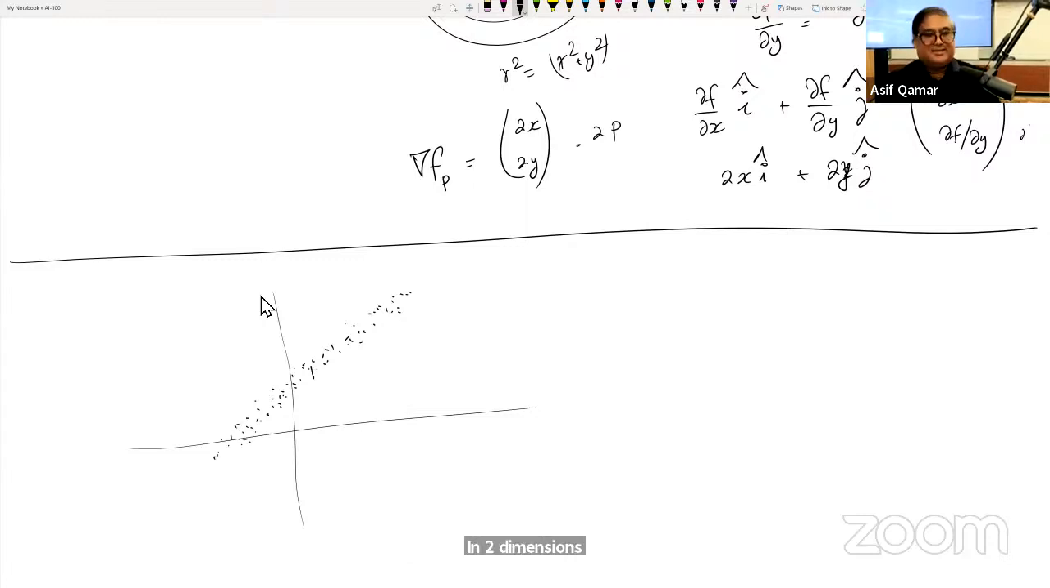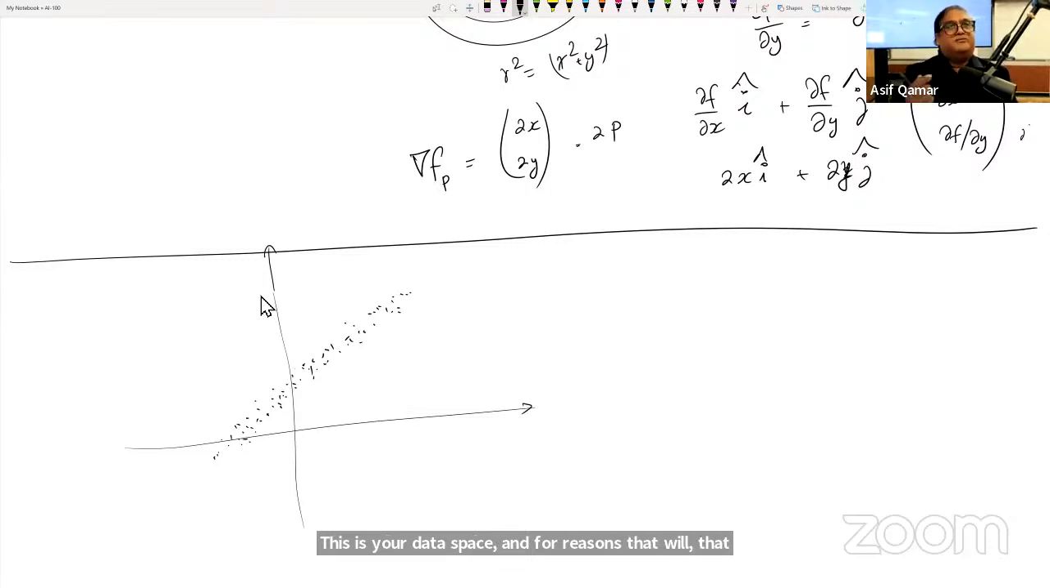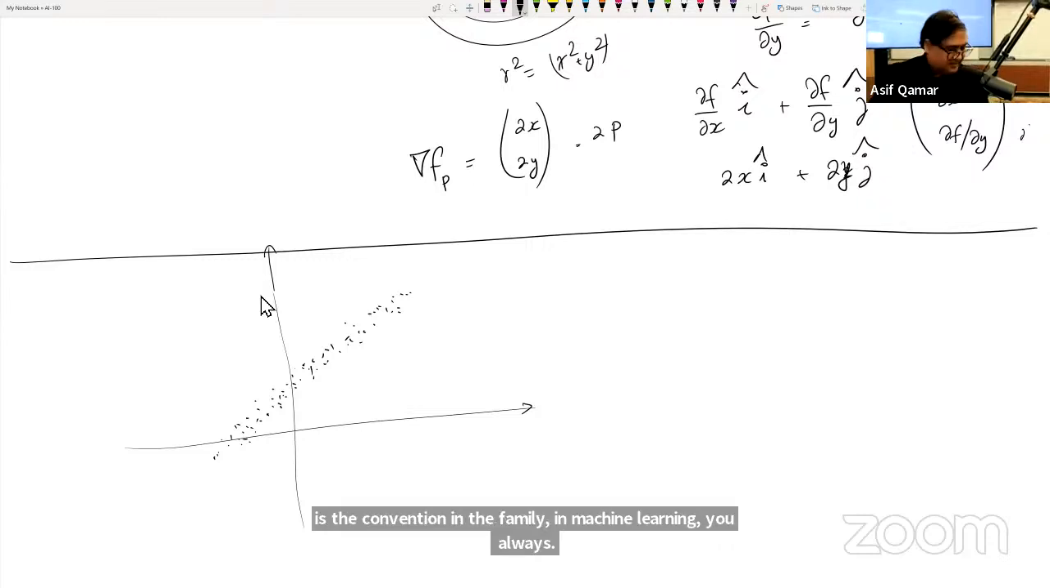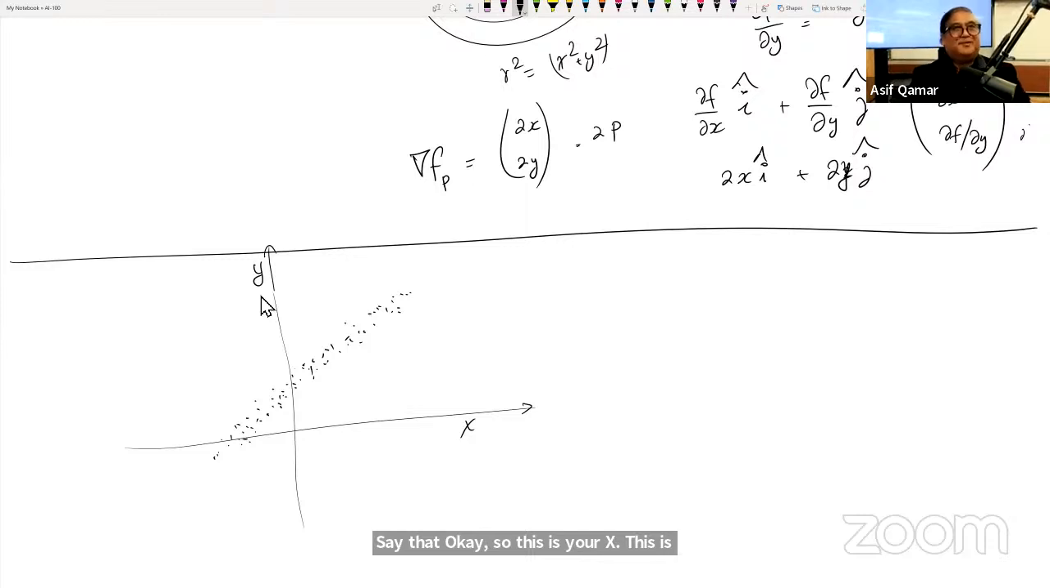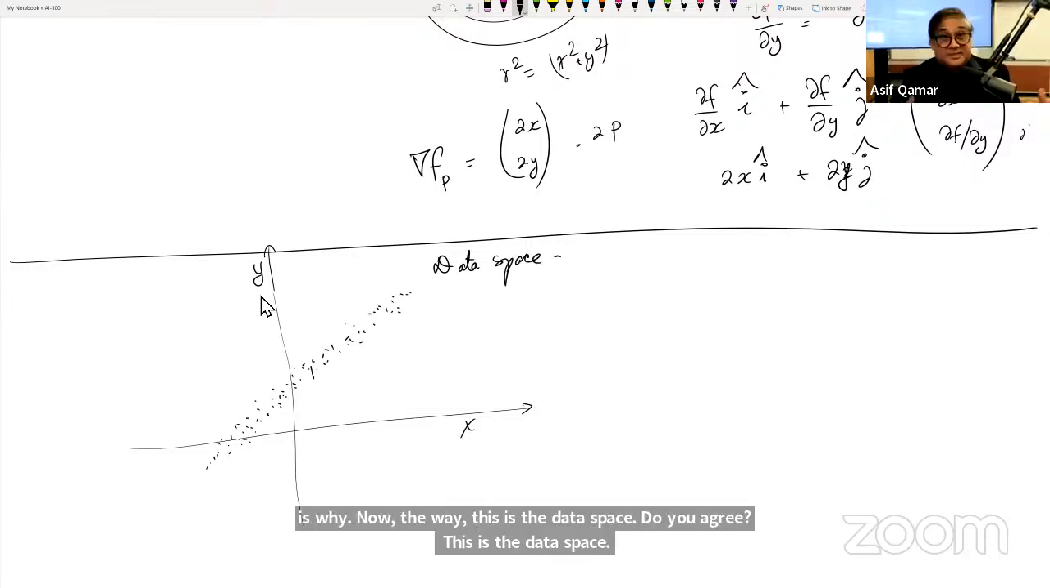This is your data space. And for reasons that are convention in the field, in machine learning, you always say that this is your X, this is your Y. Are we together? Input is X, output is Y. Response is Y. Now, this is the data space. Would you agree? You can literally visualize the data as is.